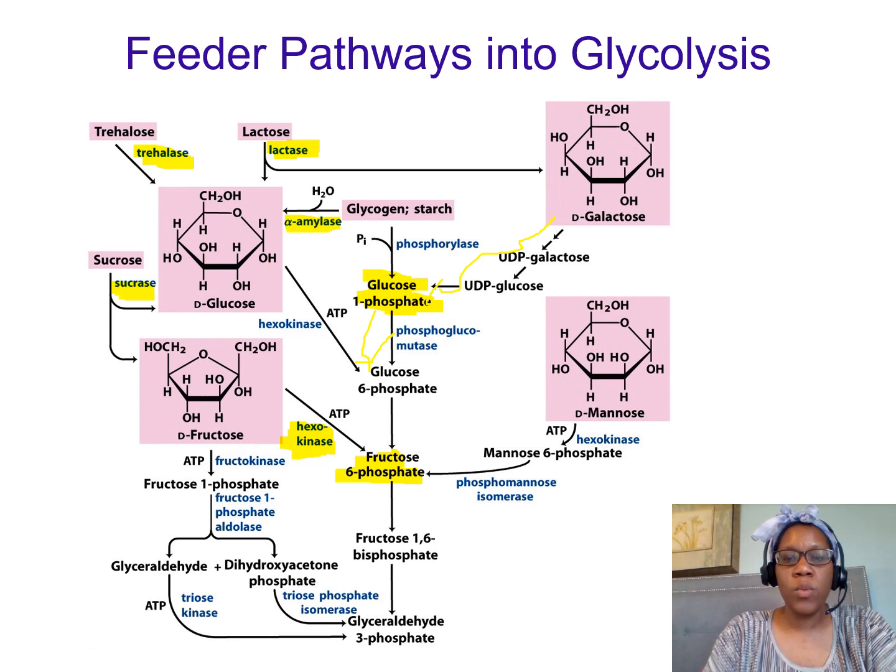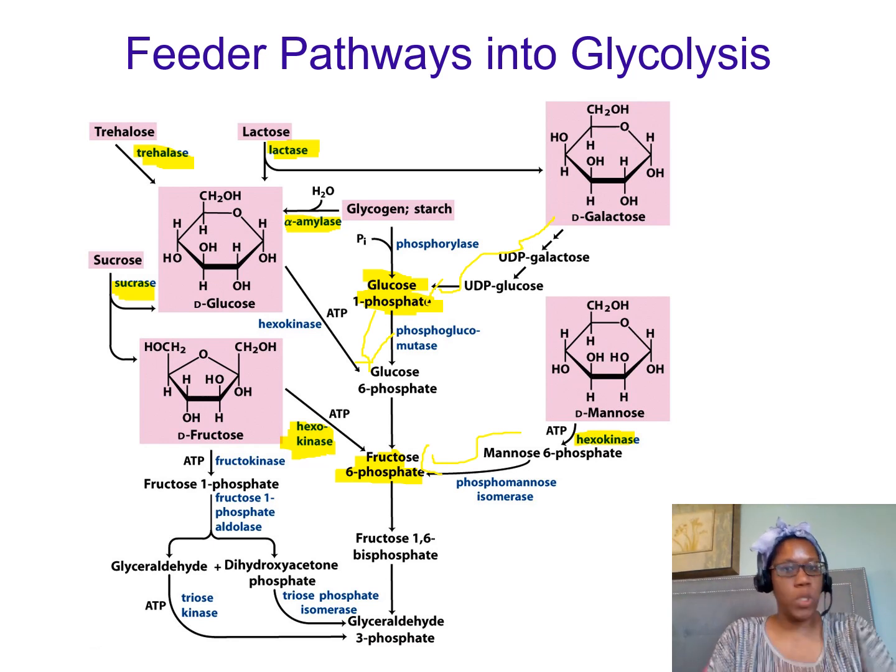And then the last one, mannose, which is in our diet some kind of way. Mannose gets phosphorylated by hexokinase again. We get M6P, and M6P goes right into F6P. So mannose becomes M6P, and M6P becomes F6P. So make sure you are familiar with all those feeder pathways into glycolysis.